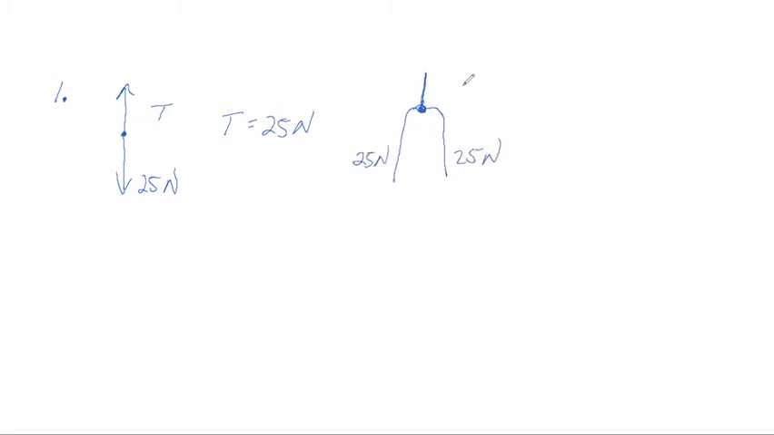For the rope, it's static, so we have 25 newtons here and T here. And since this is in a state of equilibrium, T equals 25 newtons. For the chain, we have the chain here, something like this, and 25 newtons and 25 newtons. So for the chain, T equals 50 newtons. All right, that was one.